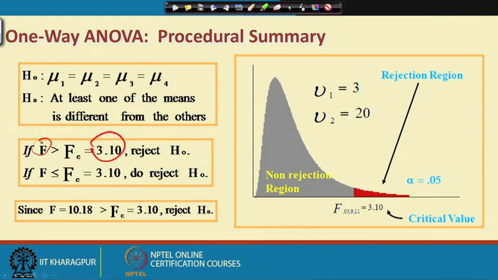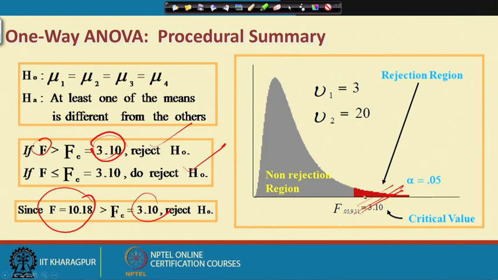So, this is the critical value, and this is what I have calculated. If it is crossing this critical value, then you are rejecting the true null hypothesis. If not, then you have to accept the true null hypothesis. In this case, F calculated is coming 10.18, and F critical is already given as 3.10. Since 10.18 is overtaking 3.10, we are rejecting the true null hypothesis, and the conclusion is that mu 1, mu 2, mu 3, mu 4 are not the same, they are different, and since they are different, there is a significant difference among the sample means.